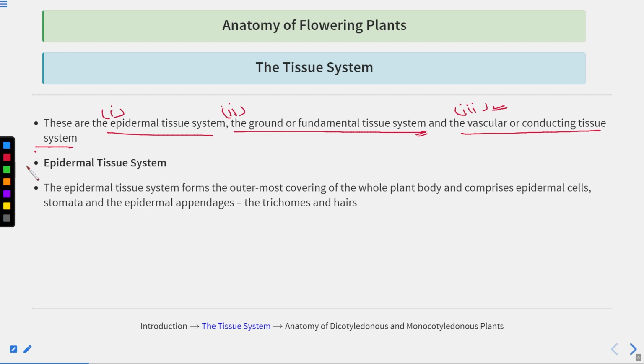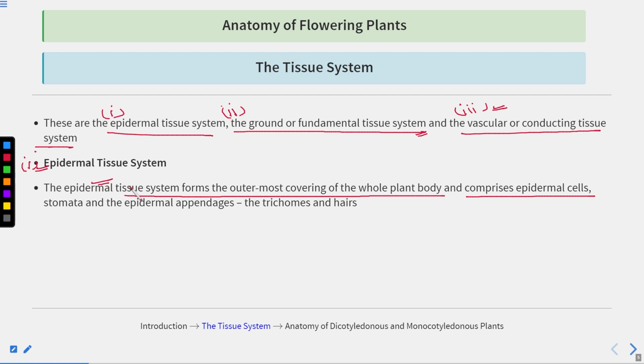Now if you talk about the epidermal tissue system, the epidermal tissue system forms the outermost covering of the whole plant body and comprises the epidermal cells. So this particular tissue is present on the whole body, whether it is a stem or a root.